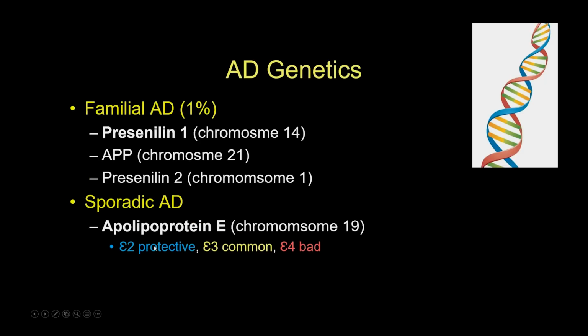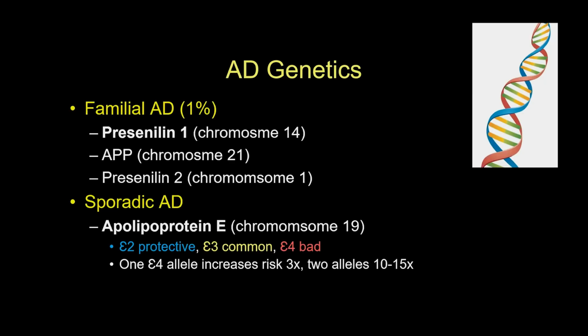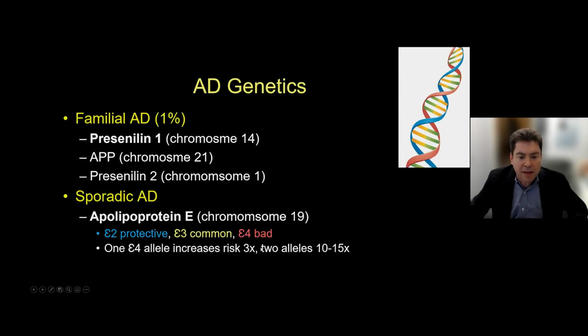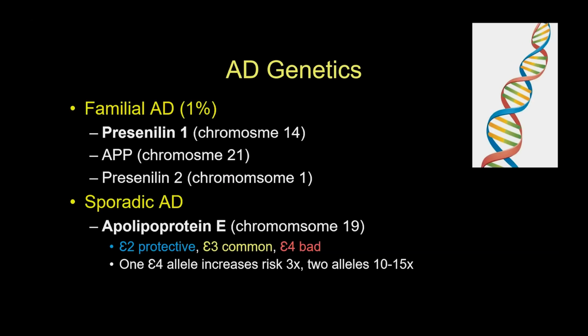If you carry an ApoE2 gene, that might actually protect you against developing Alzheimer's. E3 is the most common gene in the population, and E4 is a gene that increases the risk. About 1 in 5 of us have at least 1 copy of ApoE4. And if you have 1 copy of E4, that increases your risk about 3 times compared to someone who doesn't have any E4 copies. If people have inherited 2 copies of ApoE4, that increases the risk of developing the disease about 10 to 15 times over the lifetime. So not for certain that you'll develop the disease, but really very high risk.